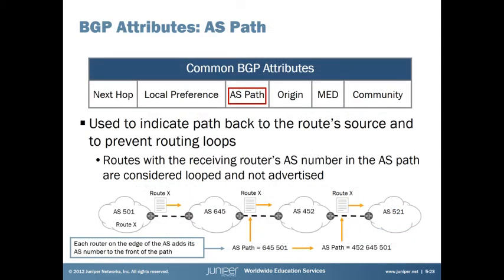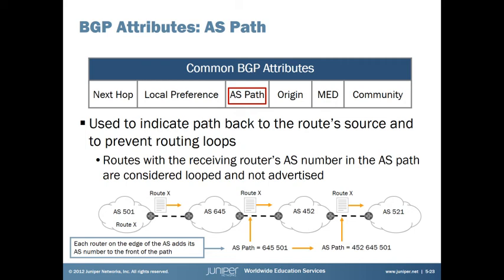Okay. AS path attribute used to indicate the path back to the route source and to prevent routing loops. So, two purposes. Routes with the receiving router's AS number in the AS path are considered looped.